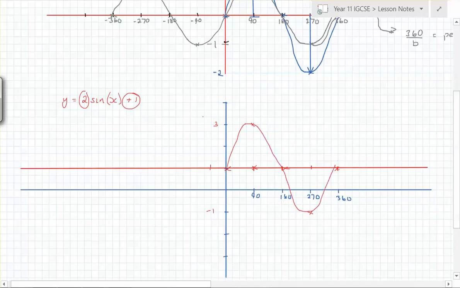Alright, so the amplitude is still that value of 2, but it starts at 1, therefore goes to 3. Okay, so that's the A value. Alright, and this 1 is the C value that we put in.